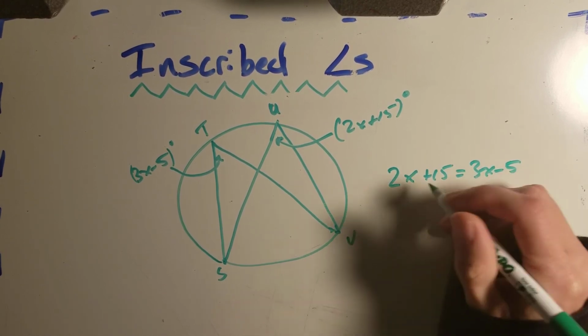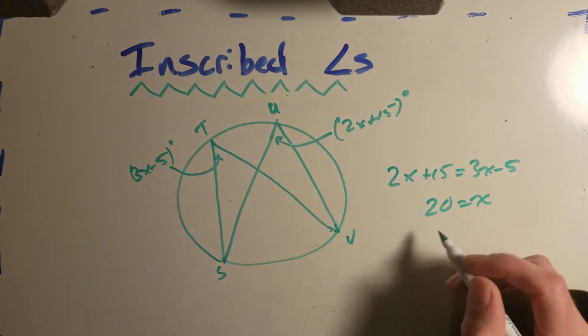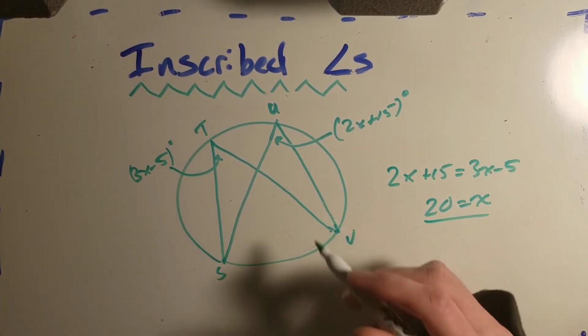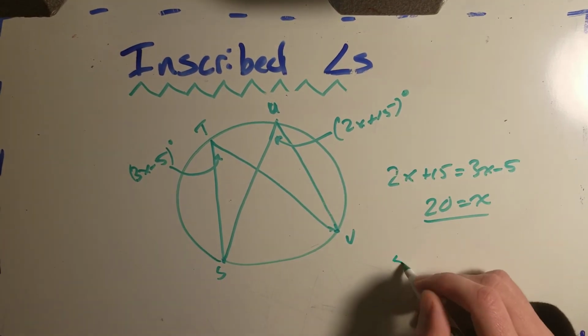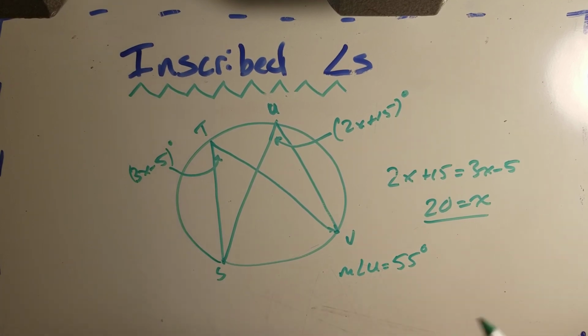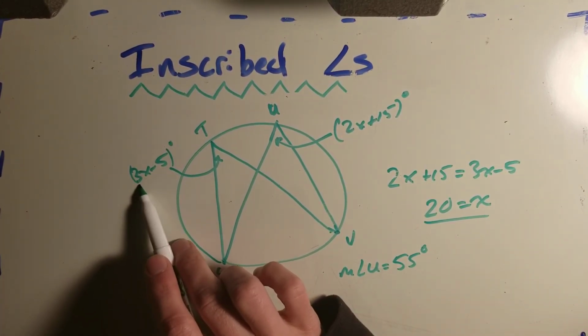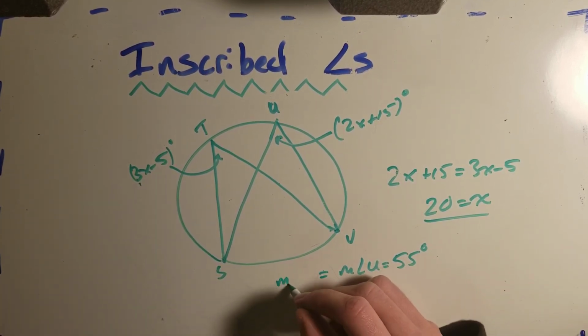Bring your 2x over, add your 5, so x is equal to 20. And then if we want to find the measure of each angle, you would just substitute in. So 40 plus 15 is 55. That would be the measure of angle U. And hopefully the measure of angle T is the same because they should be congruent. 20 times 3 is 60, minus 5 is equal to our 55.